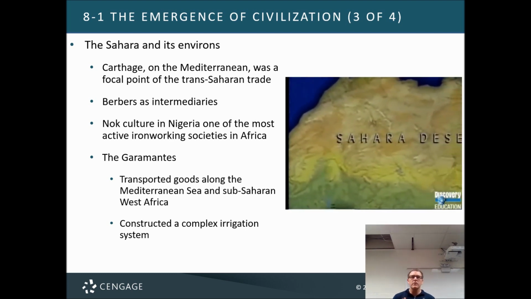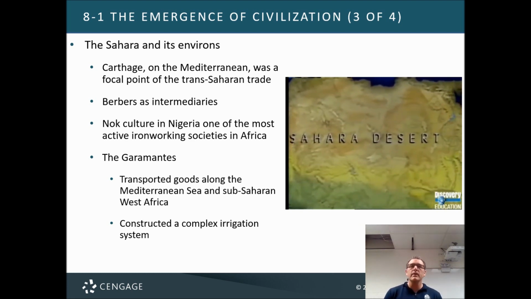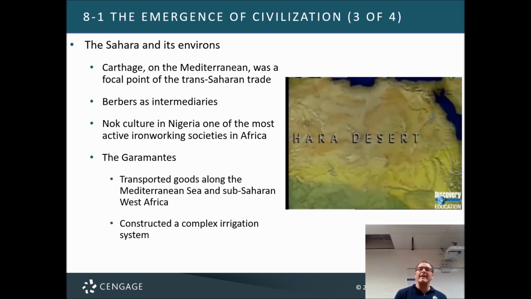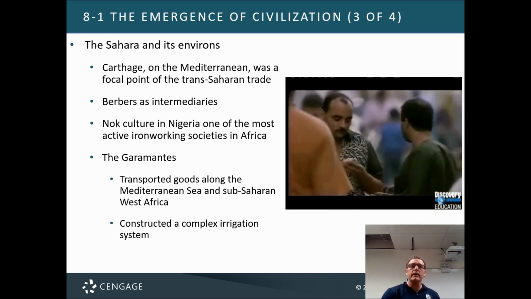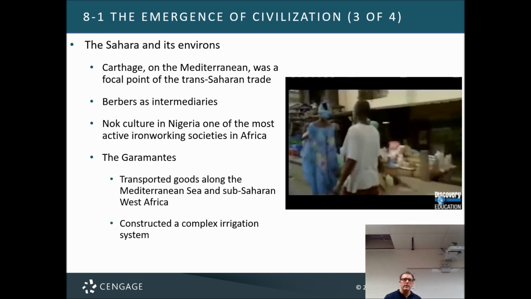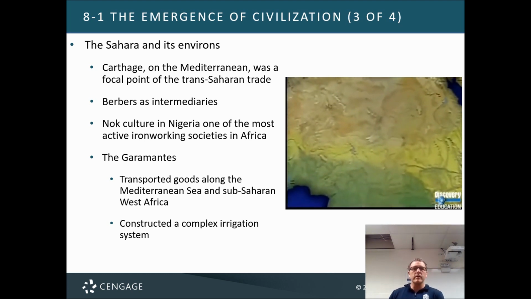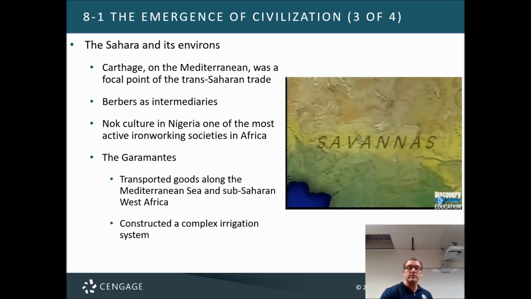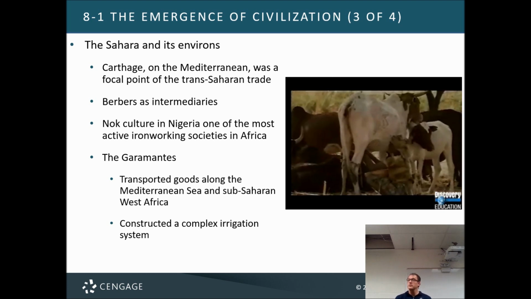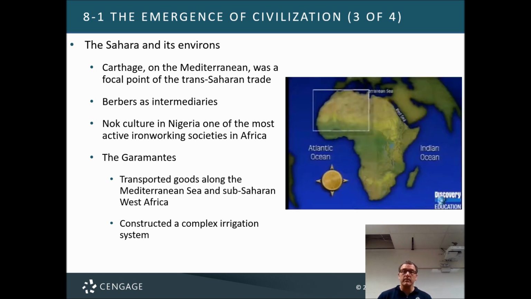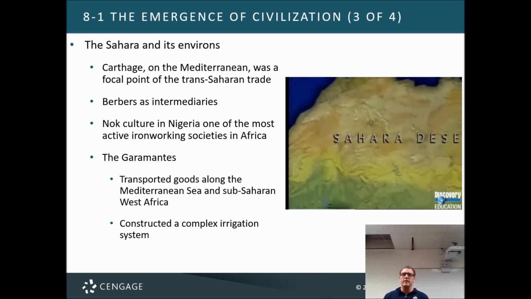Now the Nok culture, which is really the earliest peoples who live in what is Nigeria today, eventually became one of the most active iron working societies in Africa. So I'll show you some of their work in just a little bit. Their work included not only clay, but also figures made from iron, but also works of stone, and even tools. So the Nok were really the first people north of the Sahara to begin using iron on a regular basis. But now, not all of the people involved in trade across the desert were nomadic.